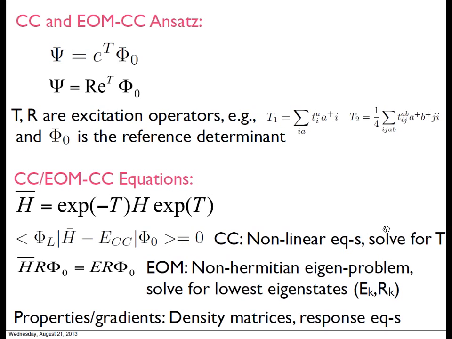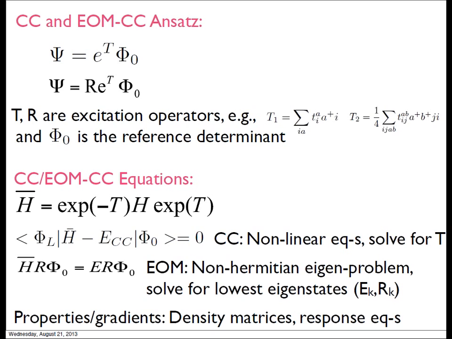For equation of motion, we solve when amplitudes T are already known, we solve for eigenstates, their energies and amplitudes, and the type of problem that we solve is an eigenproblem. It's an eigenproblem, so it's linear, but it uses this non-Hermitian object, and it's a large eigenproblem, so even though it's a linear problem, we do not solve it by just diagonalizing the Hamiltonian, we solve it iteratively. So the output of this would be energies and amplitudes R.